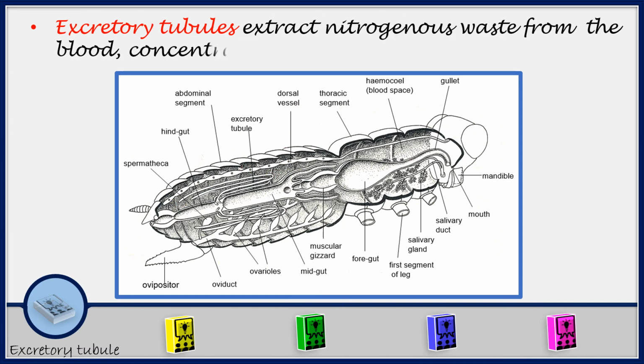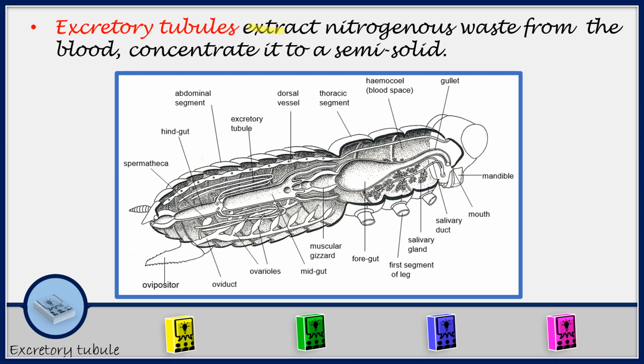Now we want to look at the excretory tubes. The excretory tubes are these tubes that we are seeing that connect to the hind gut. These tubes move through the haemocoel and connect to the hind gut. Those are the ones that we are calling the excretory tubes.